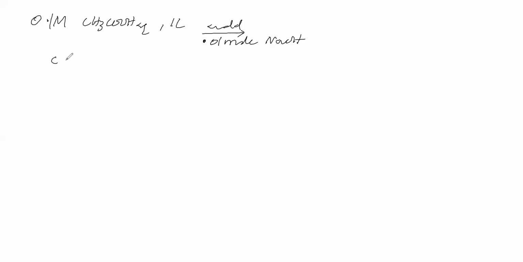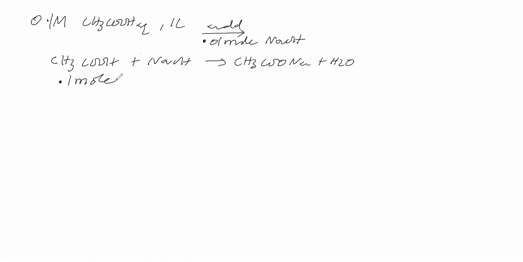So what happens means a reaction is taking place. Acetic acid reacts with sodium hydroxide to give sodium acetate and water. How much acetic acid is there? Multiply 0.1 molar and volume 1 liter, you get the number of moles of acetic acid, that is 0.1 mole. How much sodium hydroxide you added means 0.01 mole of sodium hydroxide.